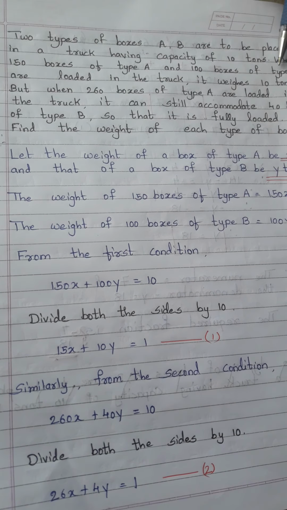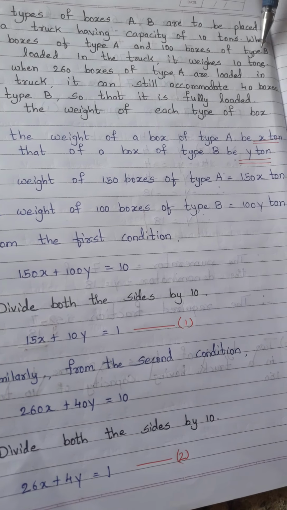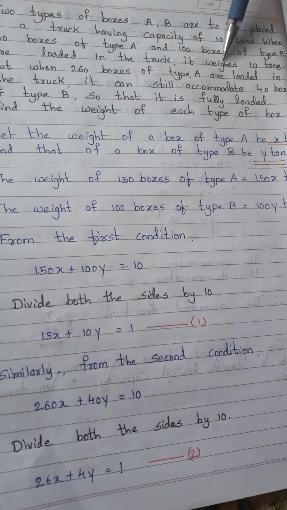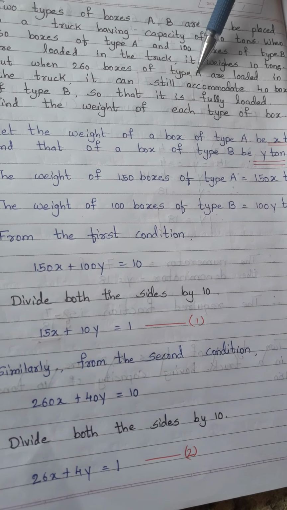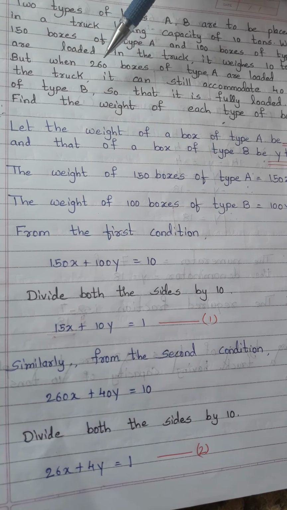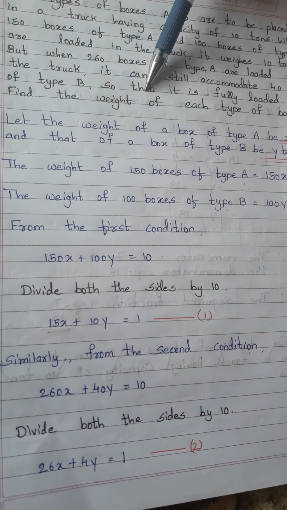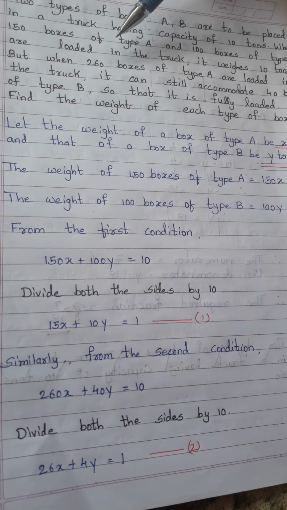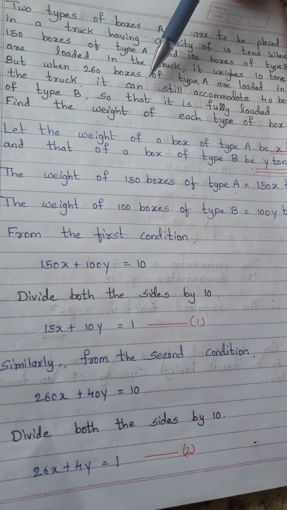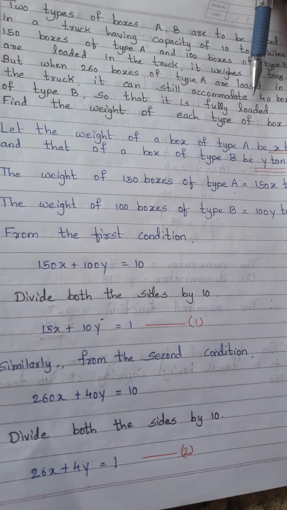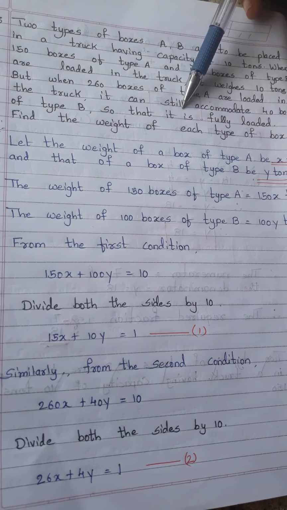When 150 boxes of type A and 100 boxes of type B are loaded in the truck, it weighs 10 tons. But when 260 boxes of type A are loaded in the truck, it can still accommodate 40 boxes of type B so that it is fully loaded. That means when 260 boxes of type A are loaded, the truck can still take more weight of type B, that is 40 boxes, so that the truck will be fully loaded.